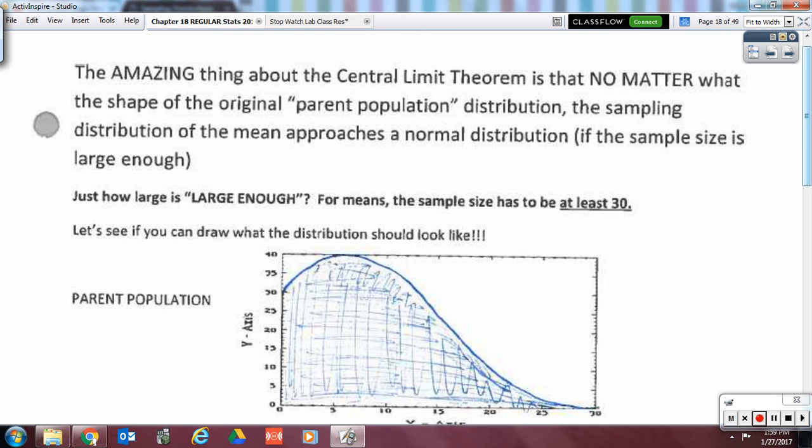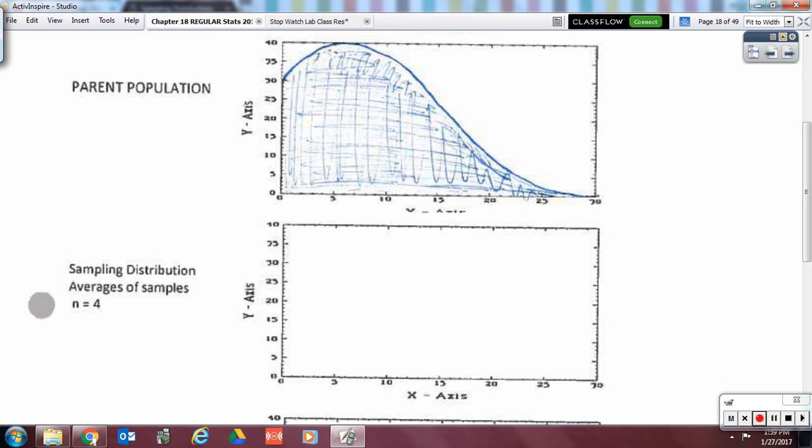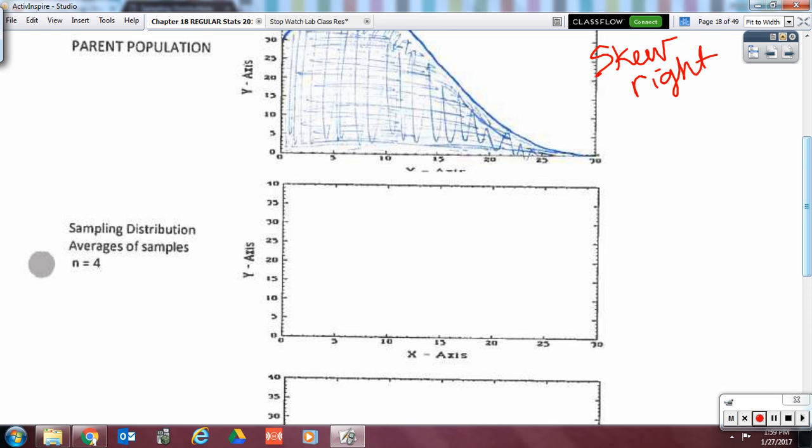Here we go. Page 14. I drew the parent population in there. What's the shape of it? Skewed right. So write yourself in there so you remember. It is skewed right. Okay? This second picture is samples of size 4. Is that going to be good enough to fix the problem? It will help it. Will it fix it? No.